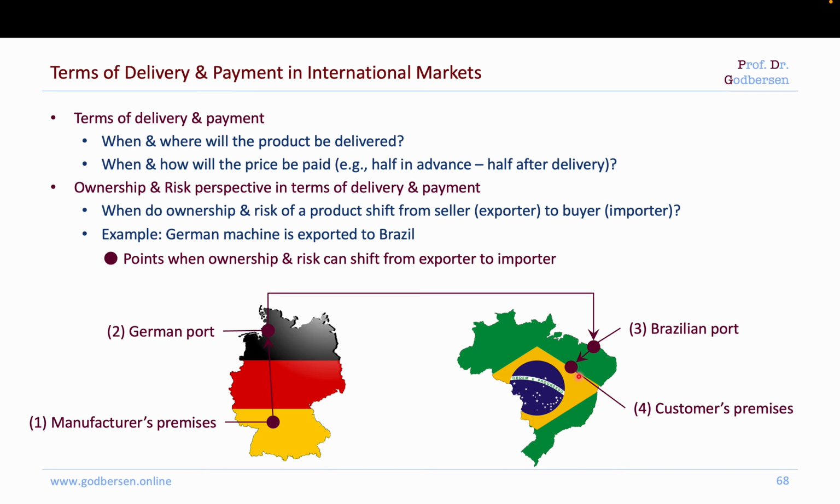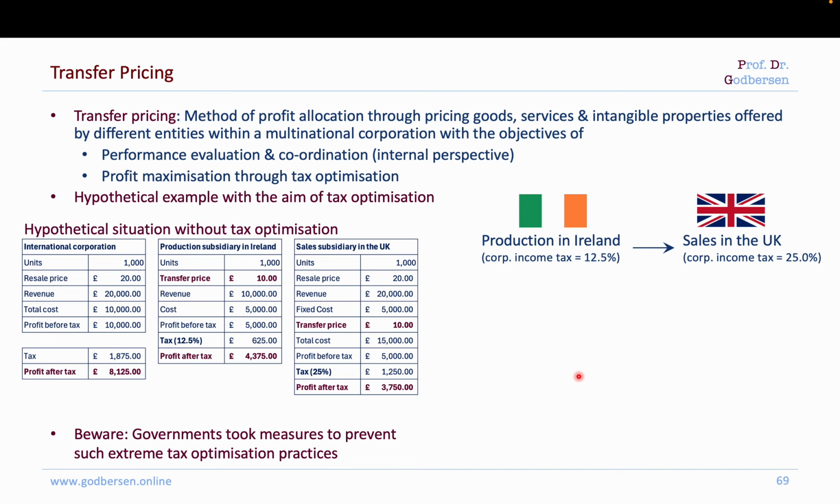Finally, in this section, I would say some sort of a fun topic, and that is transfer pricing. So, international corporations have daughter companies that are operating around the world. And these daughter companies have business relations with each other, and so they have transactions. And they also need to determine prices that they charge between each other. That means transfer pricing is a method of profit allocation through pricing goods, services, and tangible properties offered by different daughter companies within a multinational corporation.